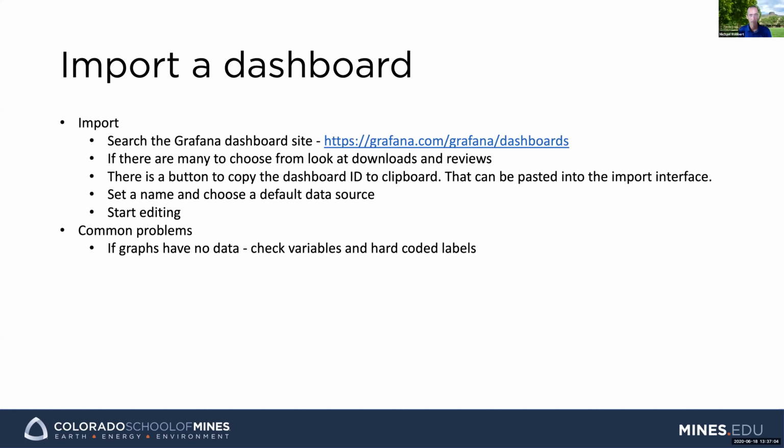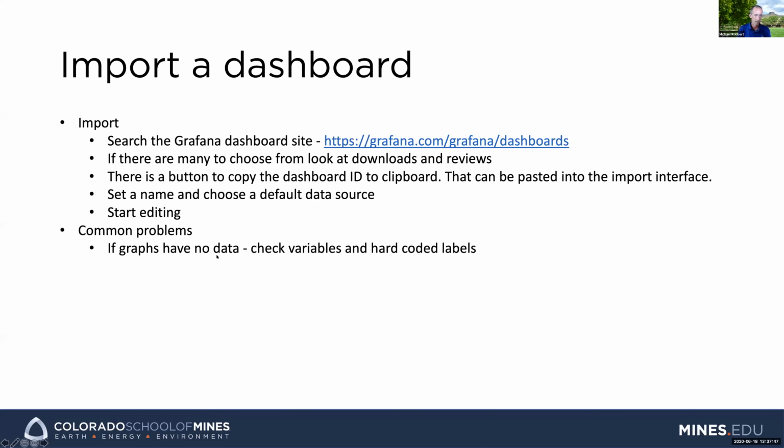There's many to choose from. So you have to look at the number of downloads, number of reviews, and maybe look at a couple different ones sometimes to find one that you like. Then it's real simple. Once you've found the one that you like, they're all identified with an ID, and that ID can just be pasted into Grafana when you're importing. And then once you've done that, you set a name, you tell it what data source to get its metrics from, then start editing it.